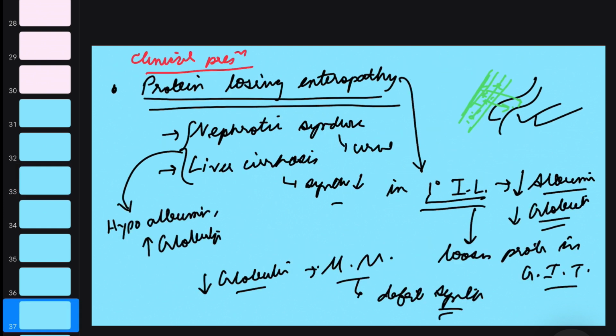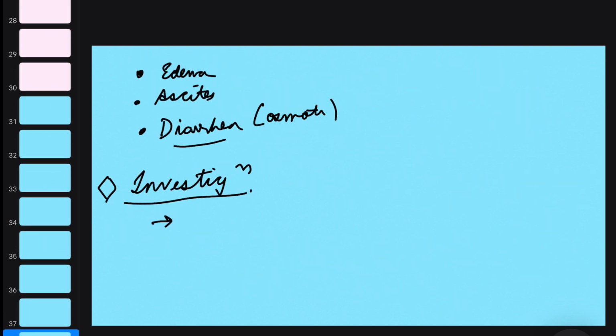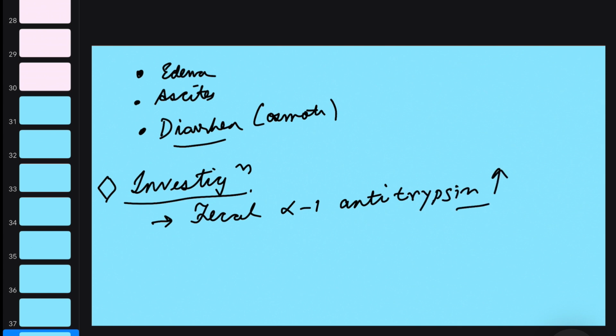Just like that, in this condition, you find fecal alpha-1 antitrypsin. The fecal alpha-1 antitrypsin is elevated in intestinal lymphangiectasia. This is a very specific test for this condition. Other than that, obviously, you will do endoscopy. And in endoscopy, in the CT scan, what will you find?